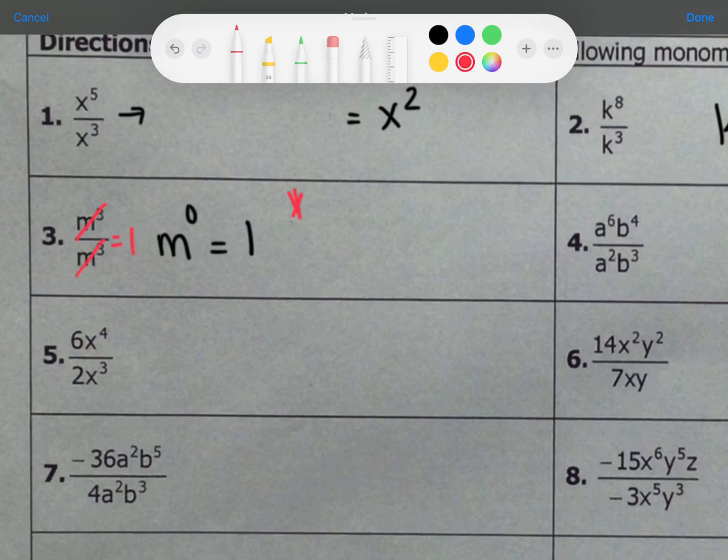So a little note here, anything to the 0 power always equals 1. Okay, just remember that. Anything to the 0 power equals 1.